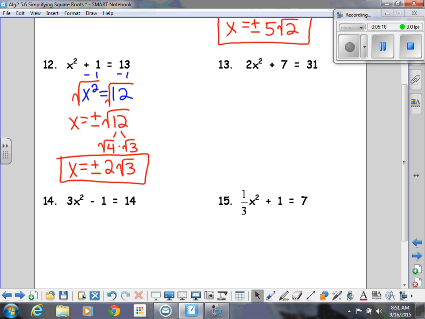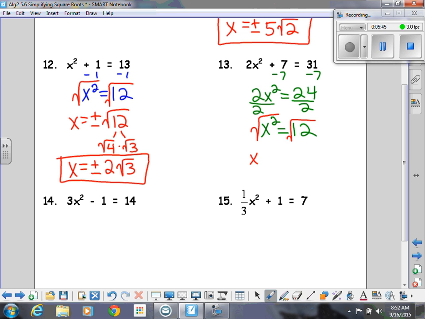In number 13, we have a lot of things that we have to get rid of before we start square rooting. So I have the 7 and the 2 on the same side as the x squared. So I need to cancel the 7 first. So that's going to be 2x squared equals 24. And I'm still not done. Don't square root at this point. I need to divide by 2 first. Now I've got x squared all by itself. So now I'm ready to do the square root part on both sides.